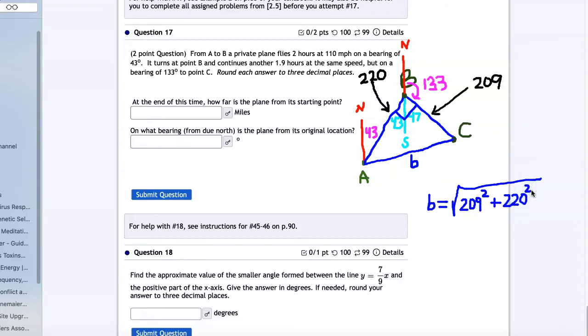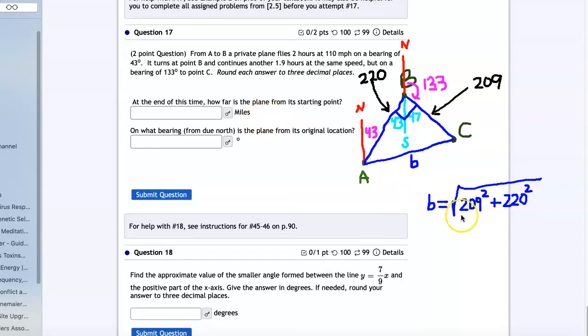Here we're not dealing with significant digits. That's more of a book thing. We're dealing with rounding, so we would round to 3 decimal places. Okay, so let me type that into the calculator. 209 squared plus 220 squared, and then I take the square root of that.